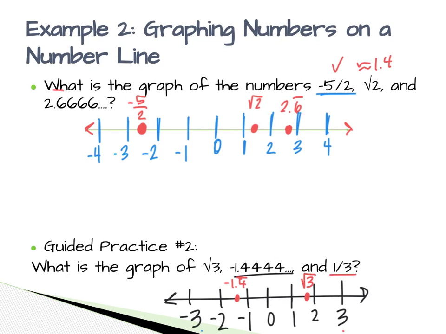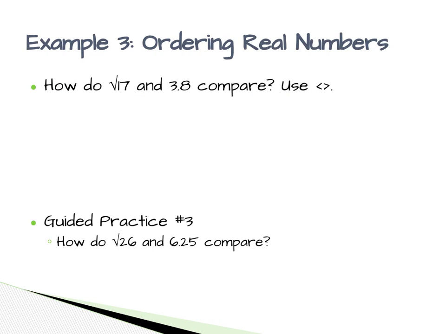And then 1/3 is the last one. So it's obviously going to be 1/3 of the way between 0 and 1. So it's going to be about here. Okay? That's how you graph numbers. Make them all in the same format, and then they're easier to graph.